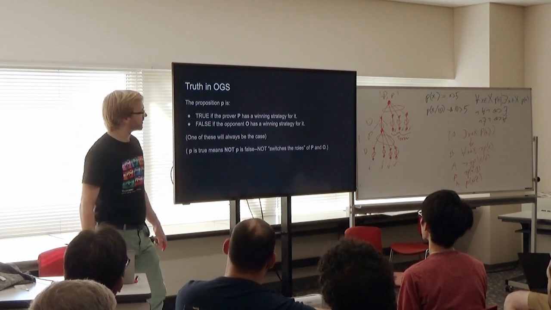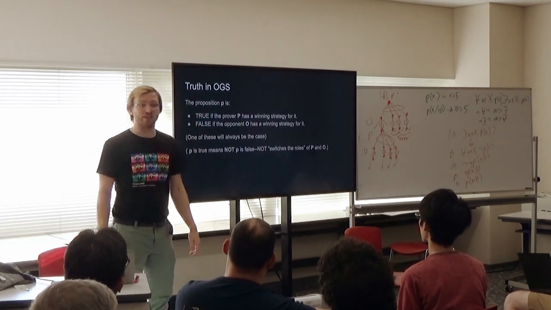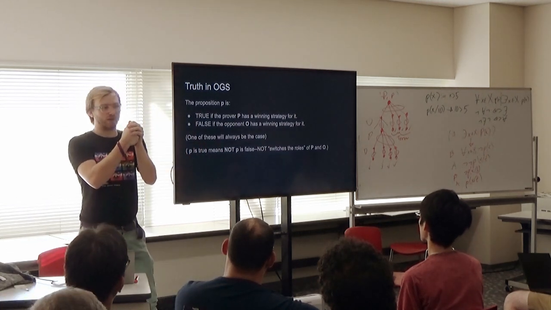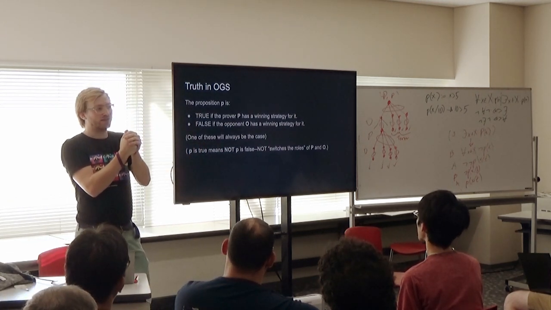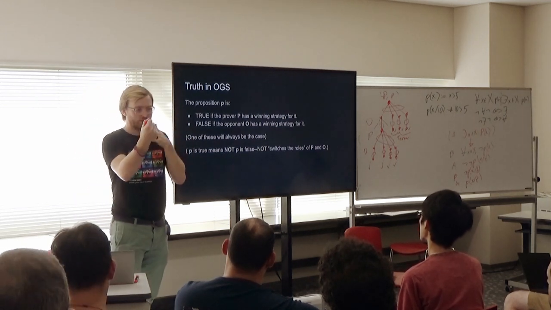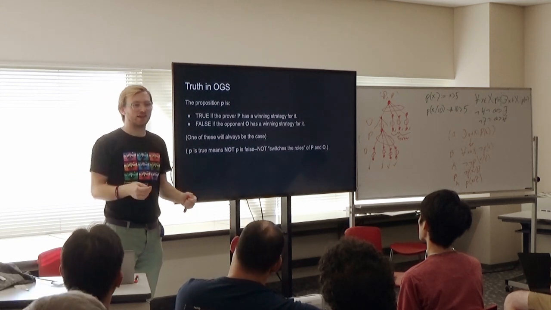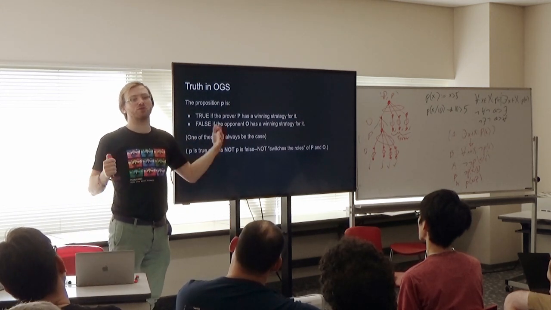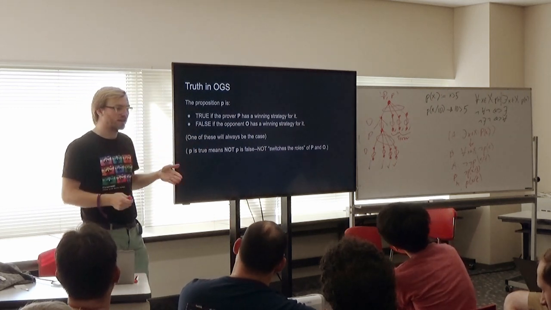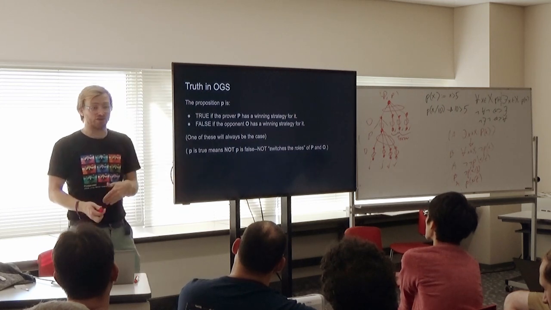Cool. And so some interesting notes on this. One of the ways that you can understand the not is it reverses the roles. So if you have the expression P, not P reverses the roles. If someone's trying to prove P, then it's like the opponent is trying to prove not P. So this reverses the roles. So if there's a winning strategy for P, then there's not a winning strategy for O. And if there's a winning strategy for O, there's not a winning strategy for P.